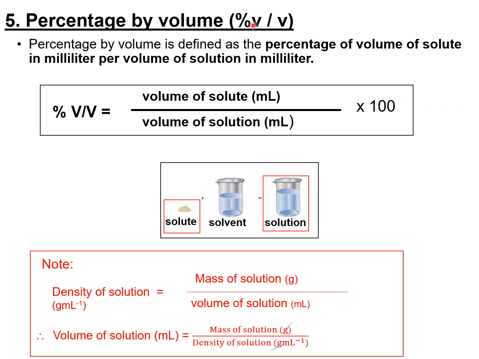Okay, percentage by volume. This is the symbol for percentage by volume. By definition, percentage by volume is defined as the percentage of volume of solute in milliliter per volume of solution in milliliter. Okay, ini adalah side note yang mungkin berguna untuk kamu nanti. Density of solution ialah mass of solution bagikan dengan volume of solution in milliliter. Nak tahu volume of solution, you boleh tahu melalui density. Kalau let's say dia bagi information pasal density lah.